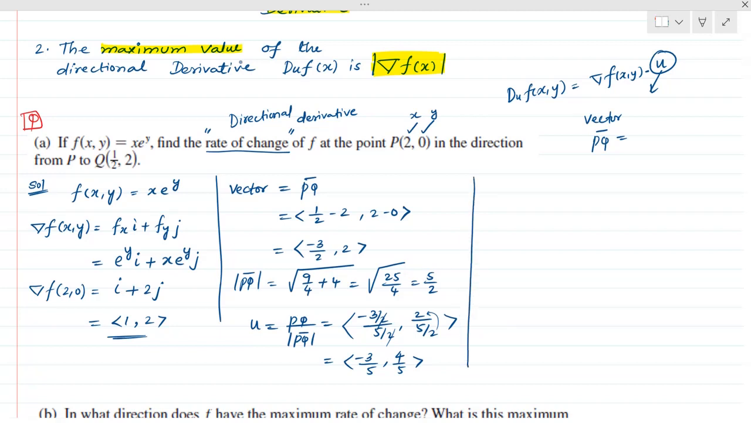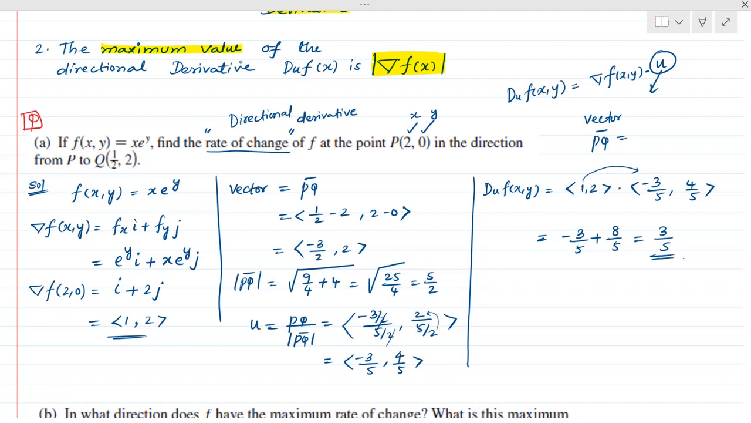The directional derivative. What is the directional derivative? You just take the dot product of these two. What is the dot product? It is 1 into 2, dotted with the unit vector, which is given by minus 3 over 5, 4 over 5. Now if you take the dot product, minus 3 over 5 times 1, and then multiply 4 over 5 by 2, you will get plus 8 over 5. So this is the directional derivative here.